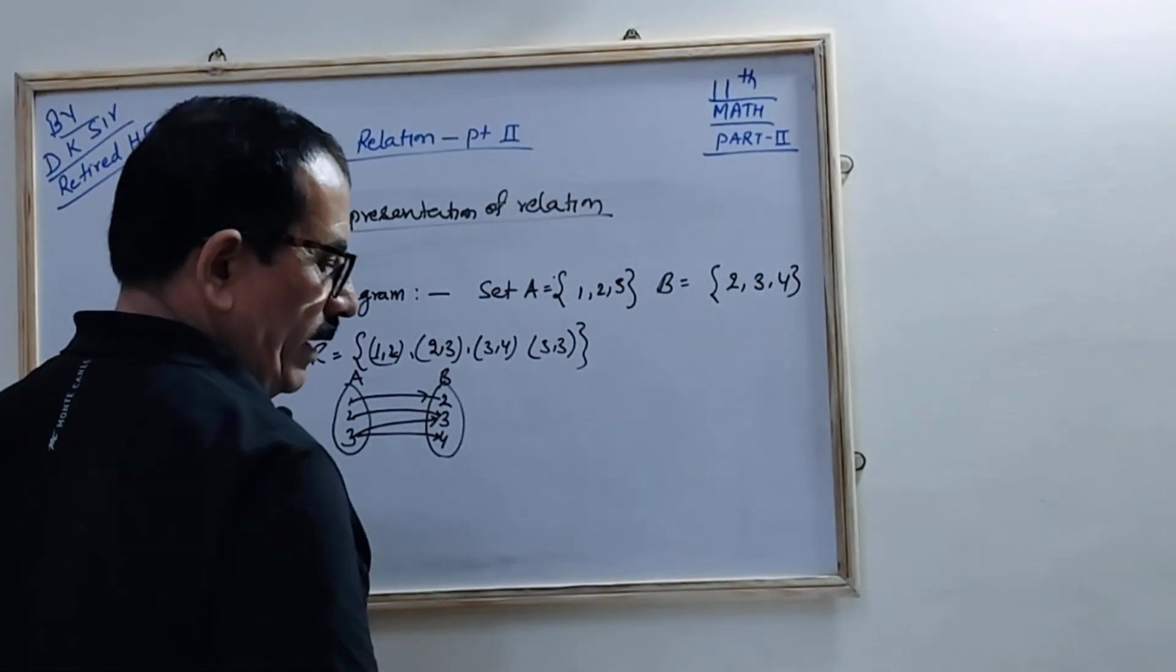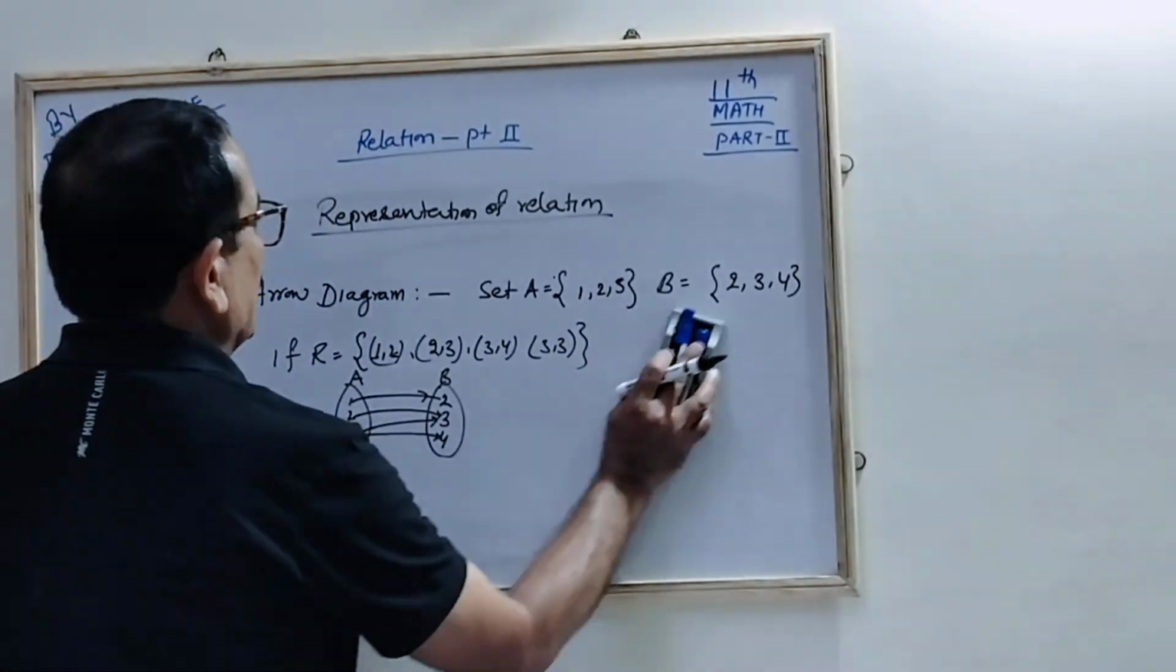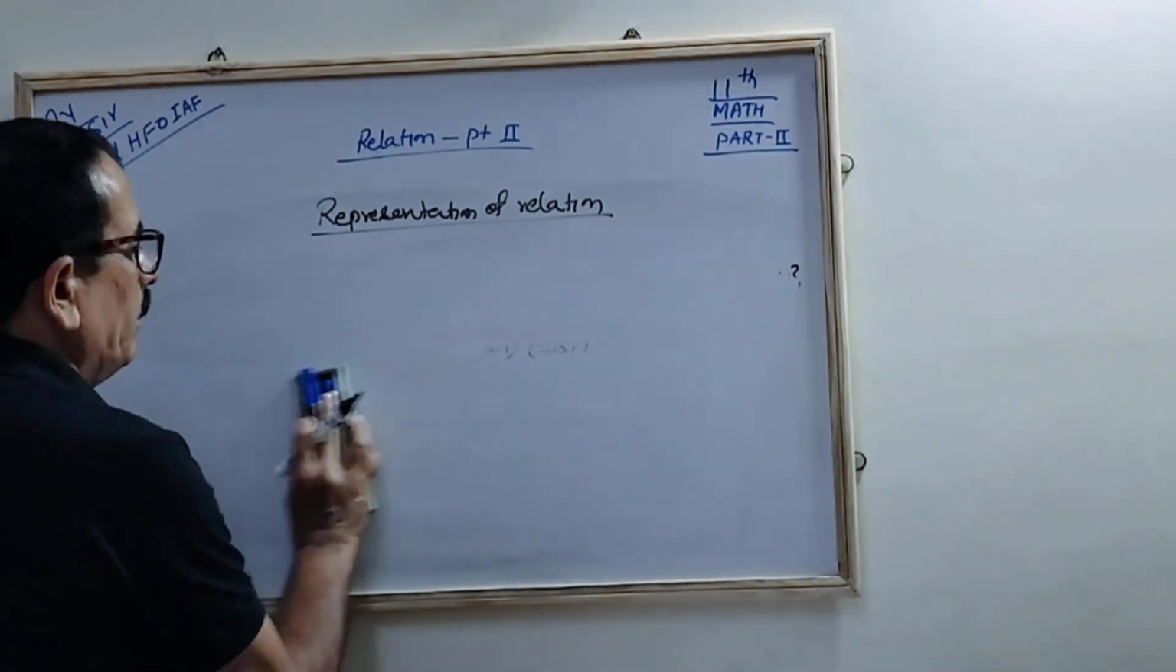One more way is there, that is called the bilattice.